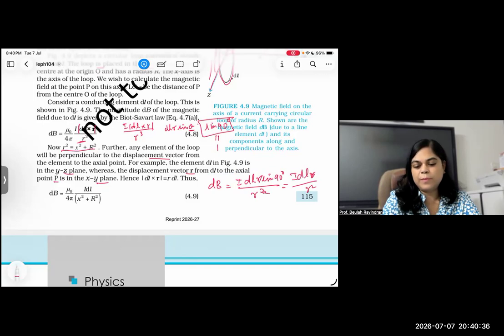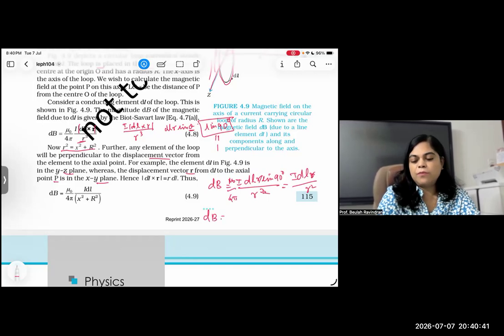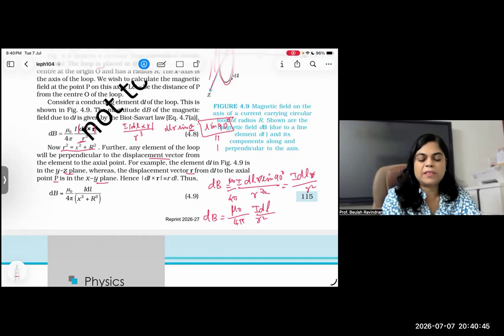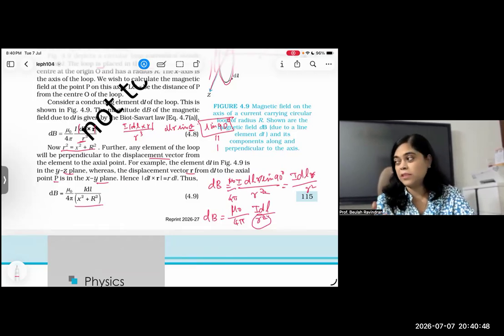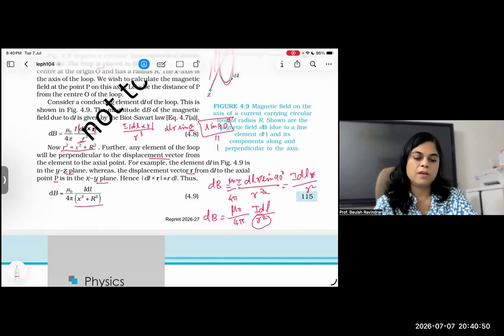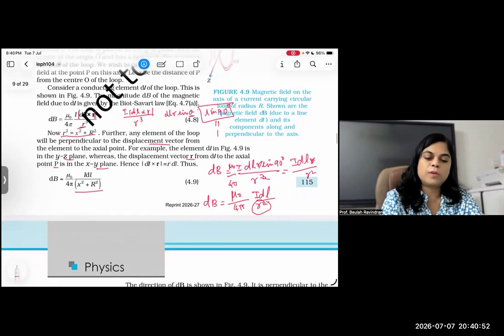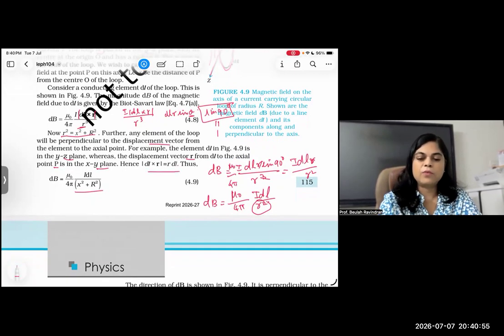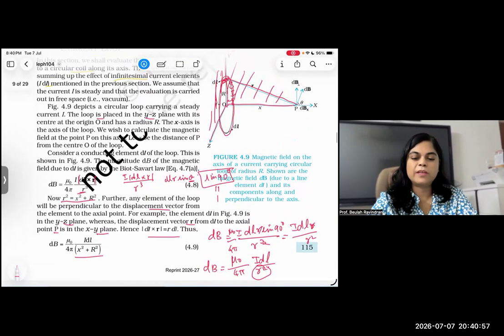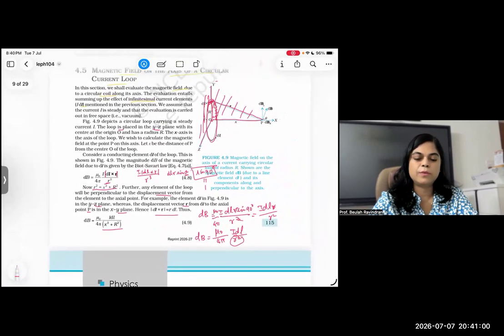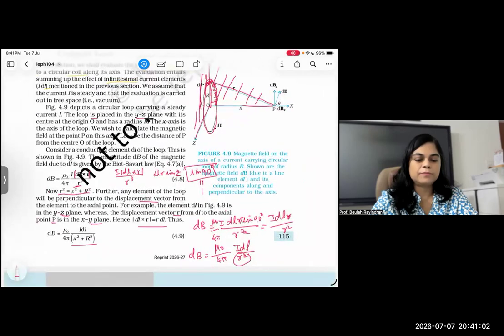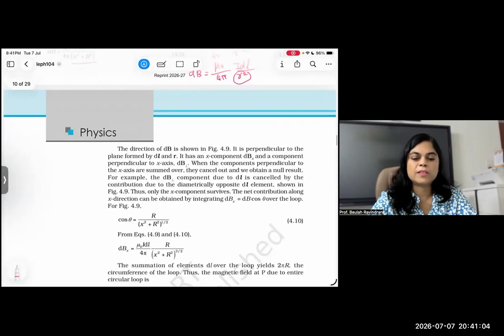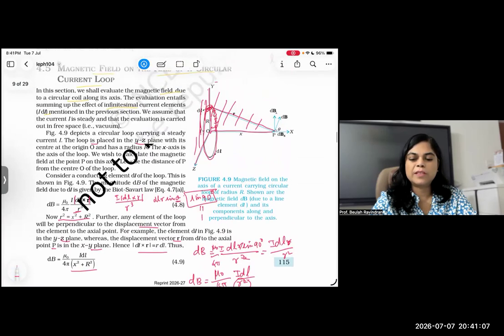So mu naught by 4 pi will be there. Mu naught by 4 pi I dl by r square. Then r square can be replaced using the Pythagorean formula, x square plus r square. So this is what is explained here. I hope it is clear for you now. If you want, you can take a screenshot, then it is easy for you. Then we'll see now the two components, how the two components we are going to see.